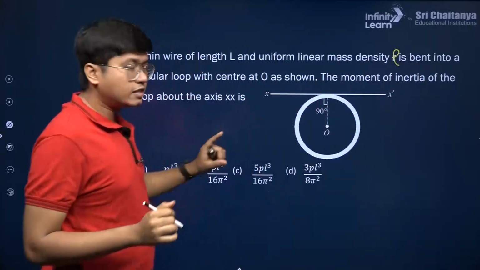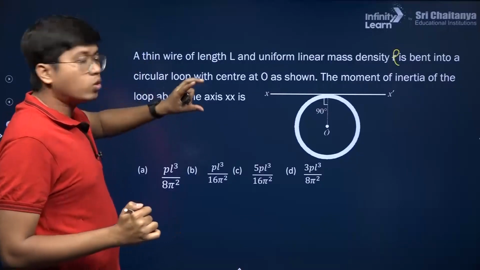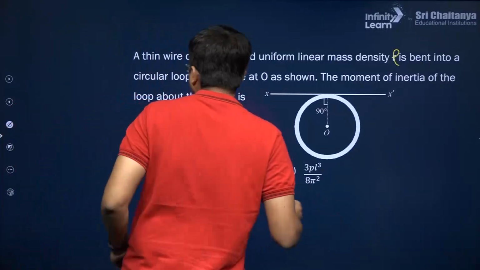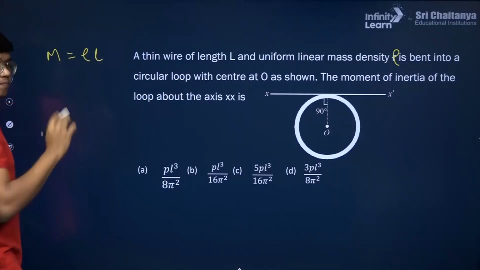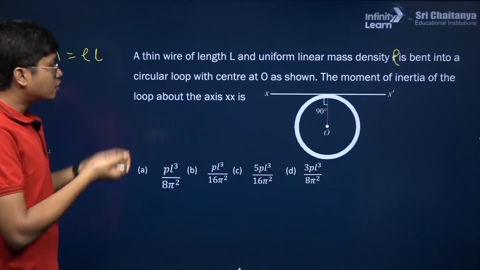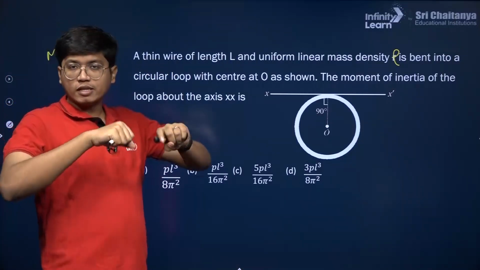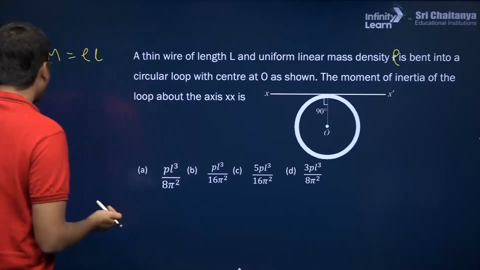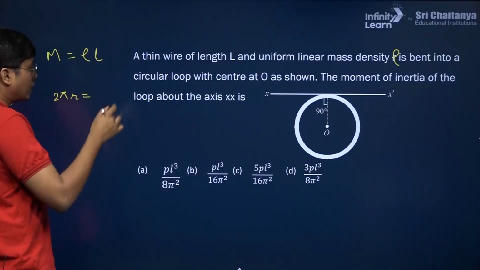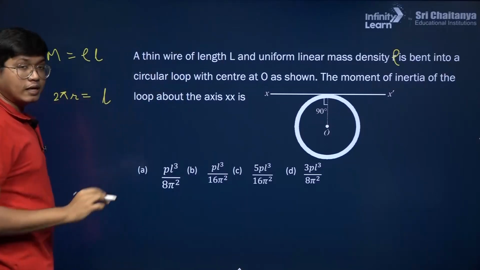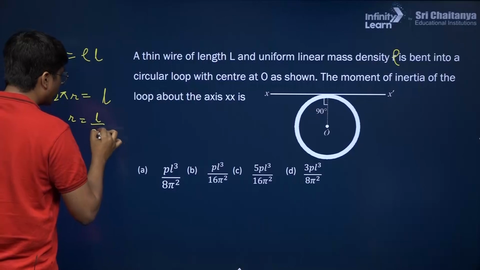We don't know the radius yet. We just know the length and the linear mass density. So what is the total mass? The total mass m is equal to rho into L. Now as soon as I bend it into a circle, what is the radius going to be? I know that 2 pi r, the circumference of that circle, should be equal to the total length L. So r is equal to L by 2 pi.